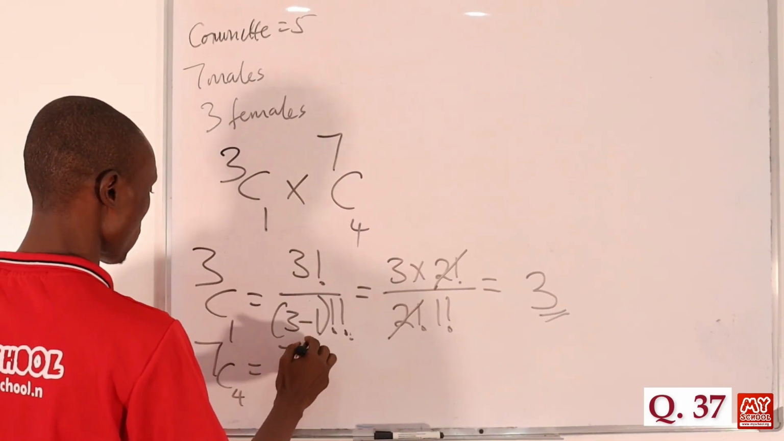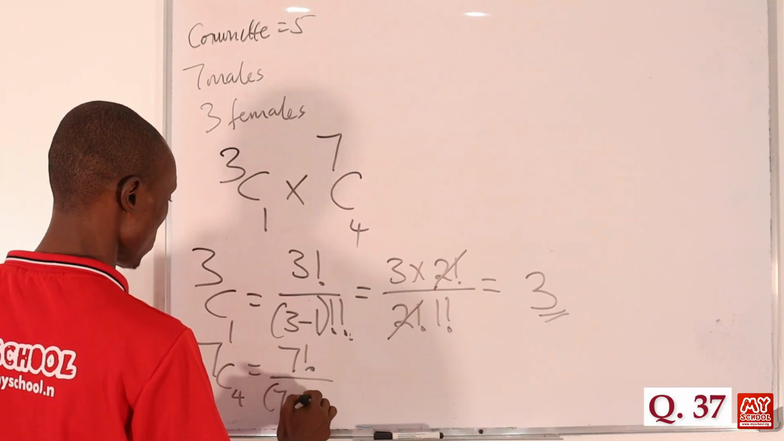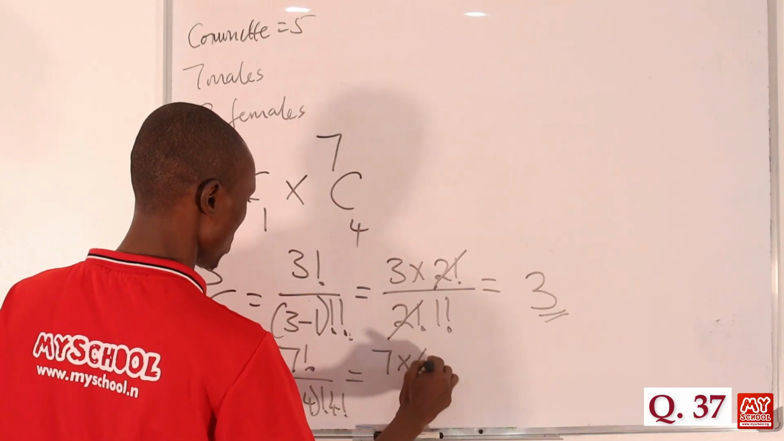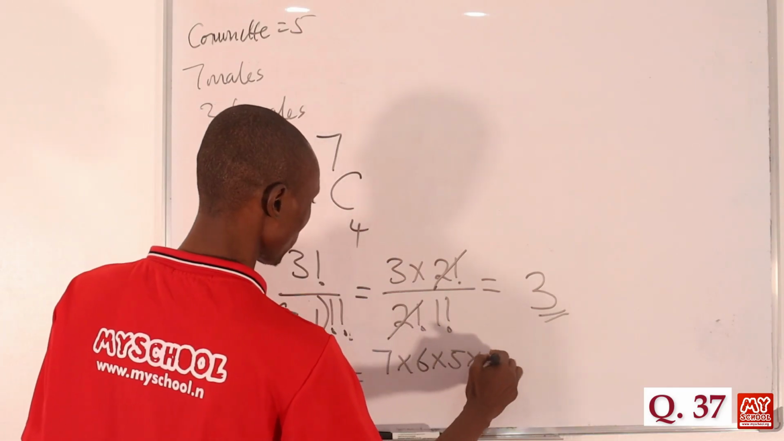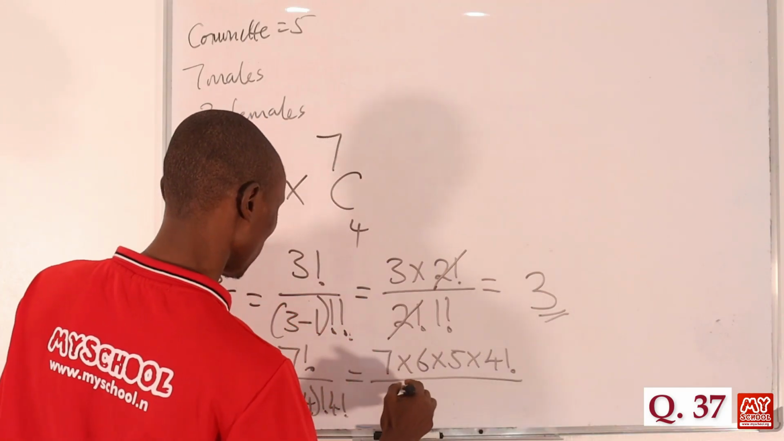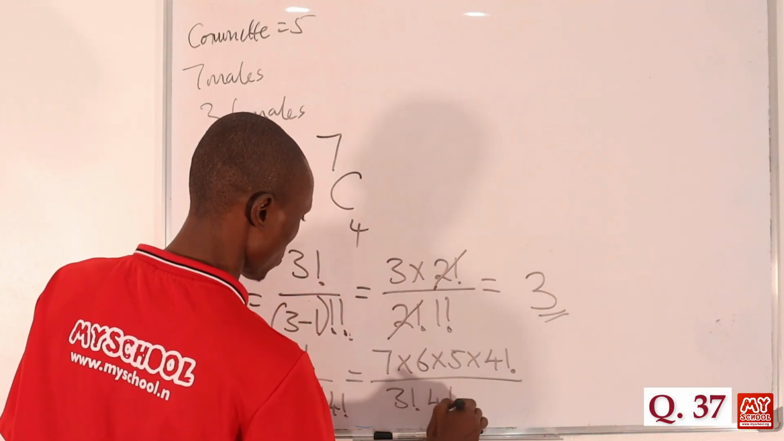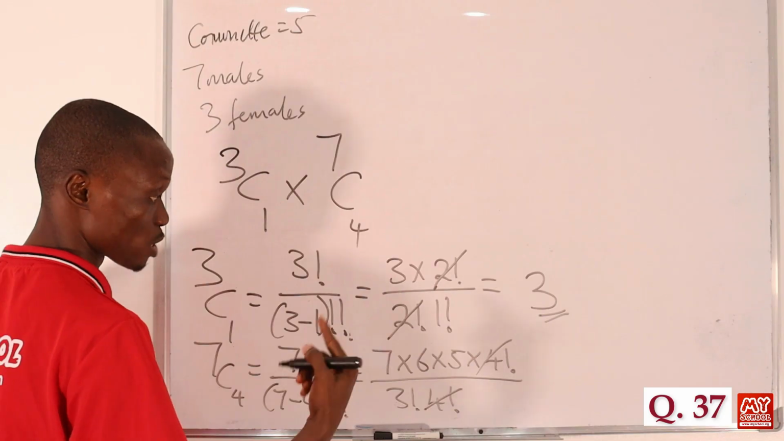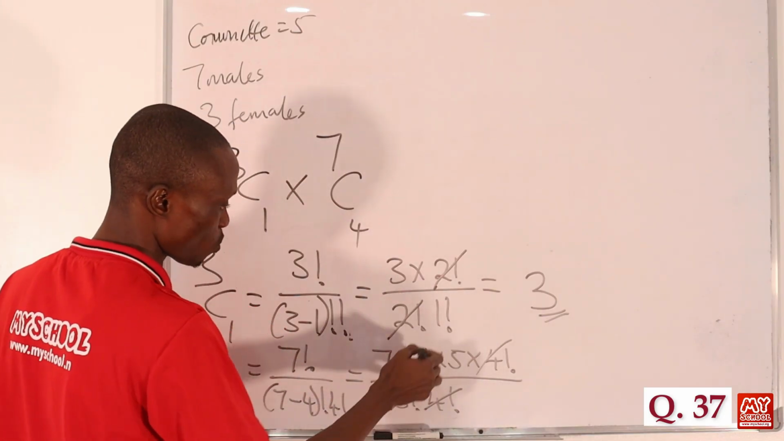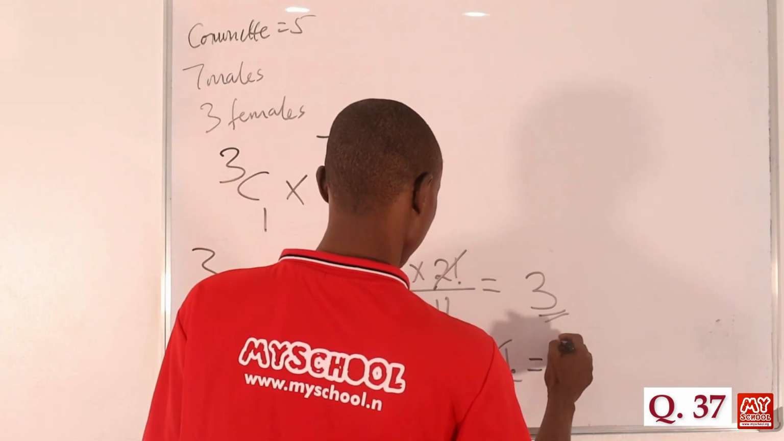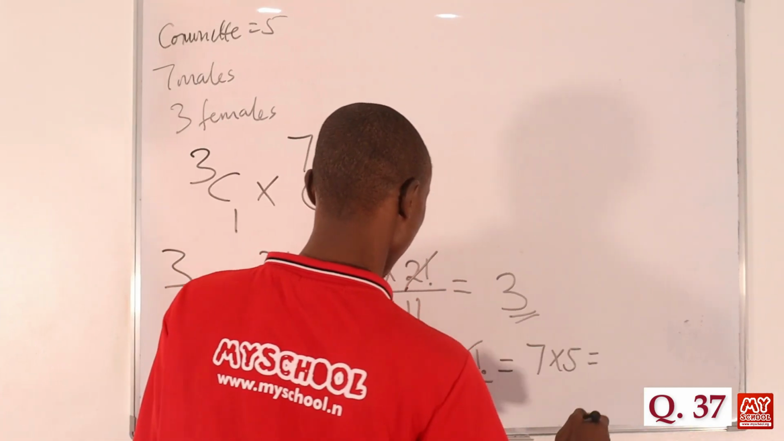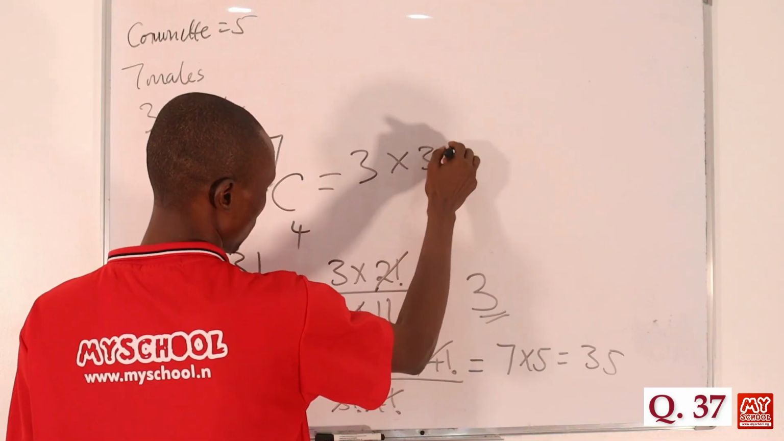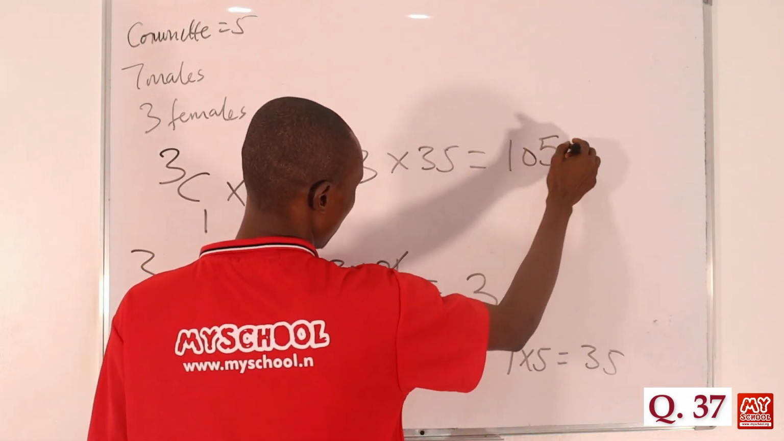So here we'll be having 7 factorial over (7 minus 4) factorial, then 4 factorial. So if we open this up, we'll be having 7 times 6 times 5 times 4 factorial over 3 factorial and 4 factorial. So we cancel out 4 factorial. But remember that 3 factorial is 3 times 2 times 1, which is equal to 6. So we'll take out 6 here. So at the end of the day, we'll be having 7 times 5, which is equal to 35, right? So if we put this together, we'll be having 3 times 35, and that will be equal to 105 ways.